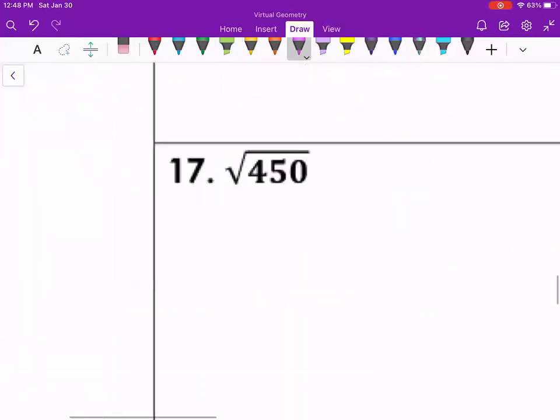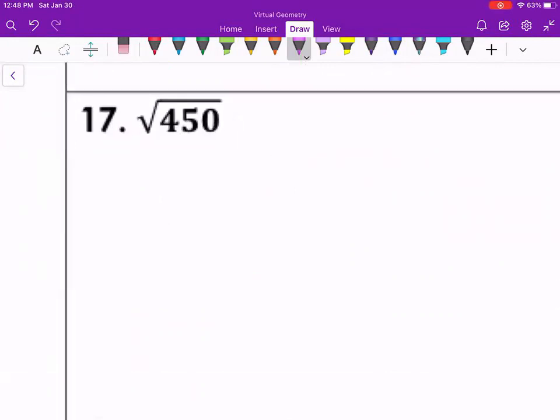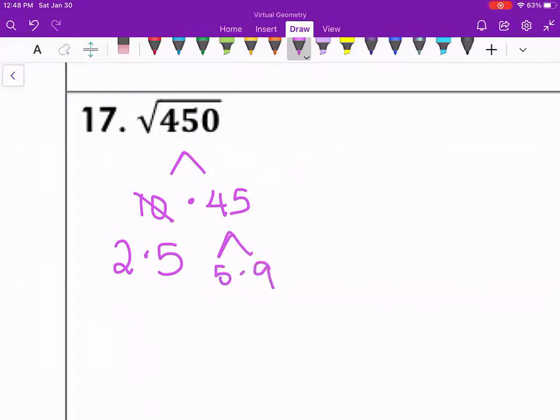Let's try another one that's a little bit bigger. 450. All right, it ends in a 0, so I know it's divisible by 10. So I can do 10 and 45. All right, both of these can go farther. To get 10, I can do 2 times 5. And neither of those can go farther down, so let's check out 45. For 45, I can do 5 times 9. And right now I have a pair of 5s. So I can bring a 5 out.